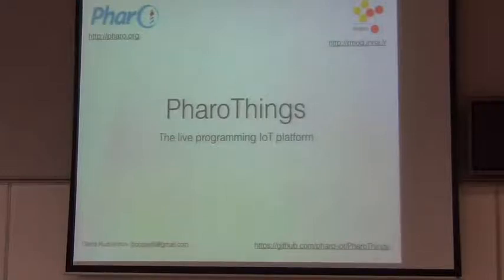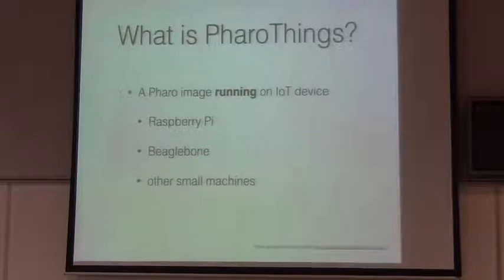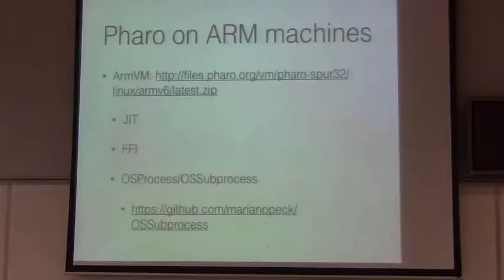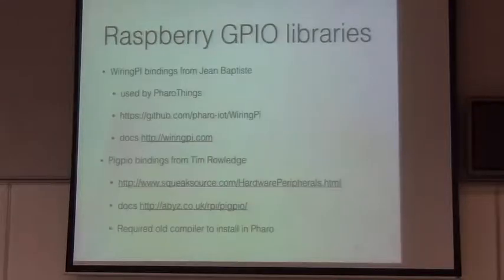So it is PharoThings. What is actually PharoThings? First of all, it's just the Pharo image running on a Raspberry Pi device. It can be Raspberry Pi or other small devices where Pharo can run. To support it, we have the Pharo VM. It is quite nice technology, with a full-featured JIT and FFI, so we can call external libraries available for these devices from vendors. We can call external programs using OS process or related projects. This also works.